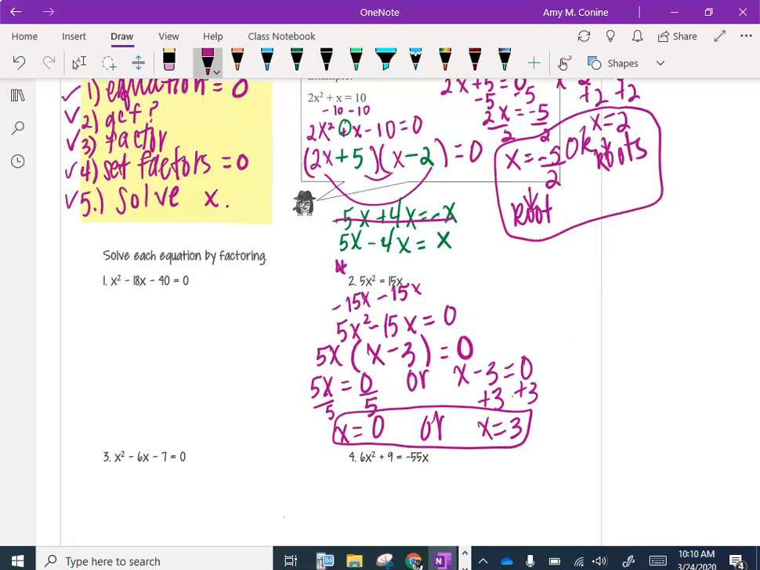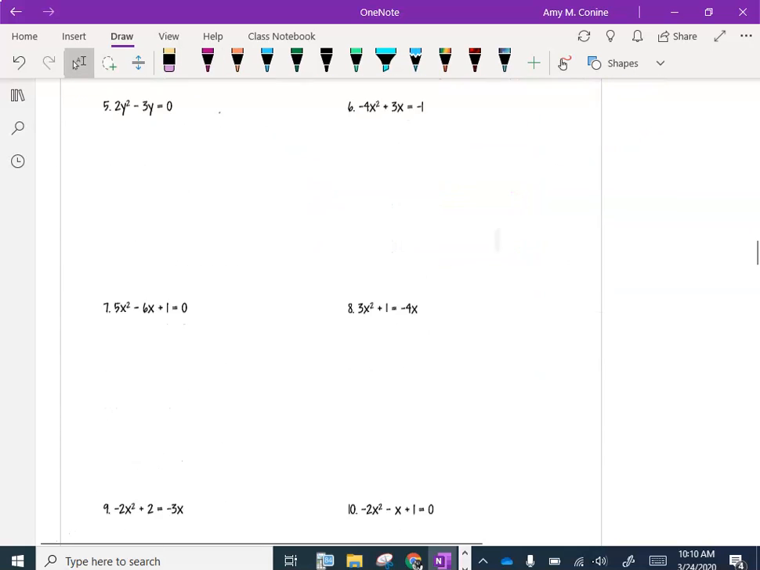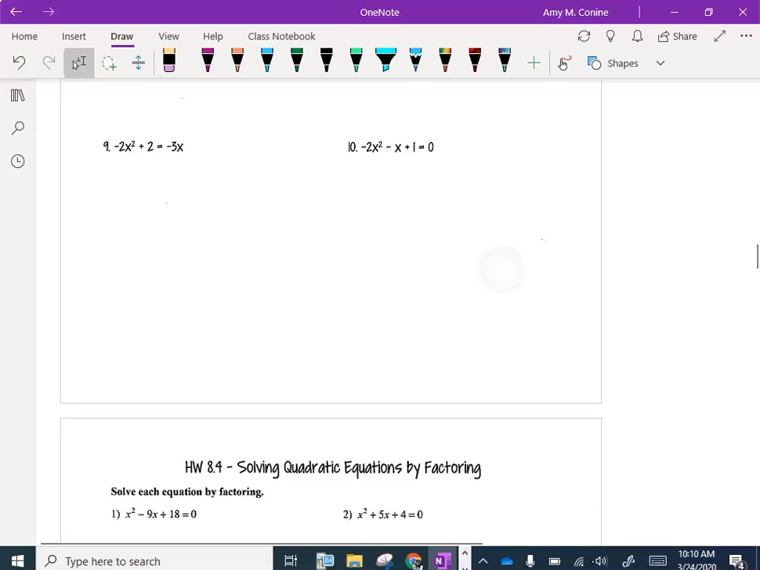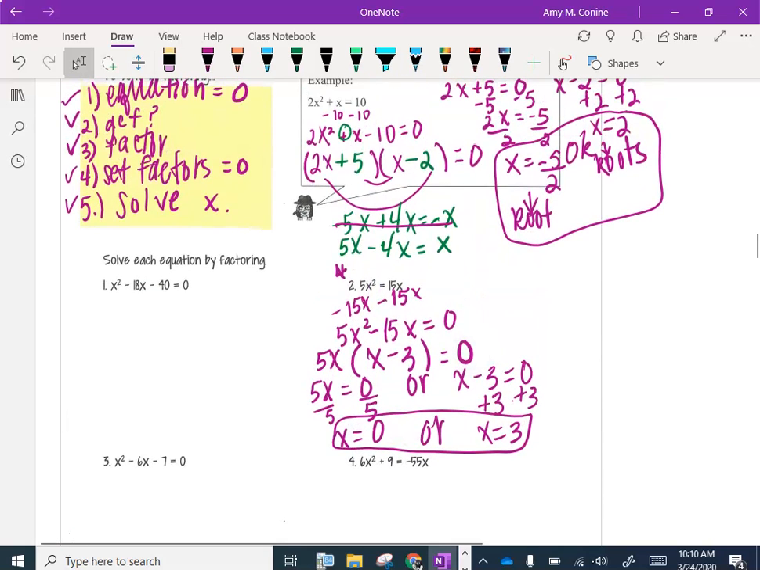So that's what you're going to do for each one of these. You'll split it up and solve for x each time. And it looks like all of these are pretty straightforward. So go ahead and do what's assigned in the video. If you have questions, come to our live session.